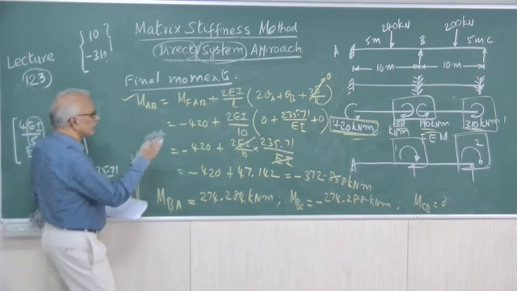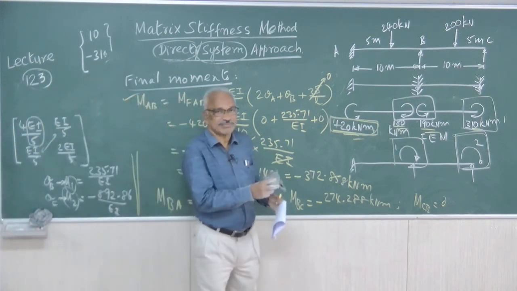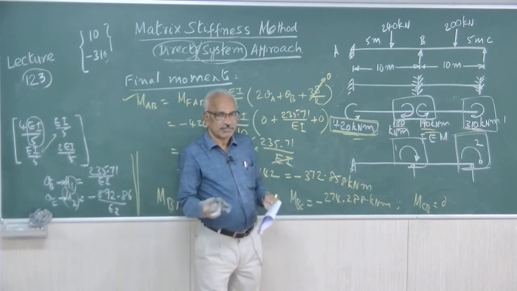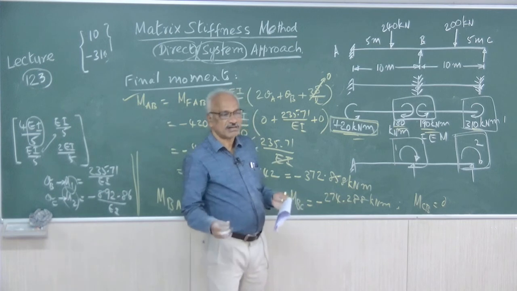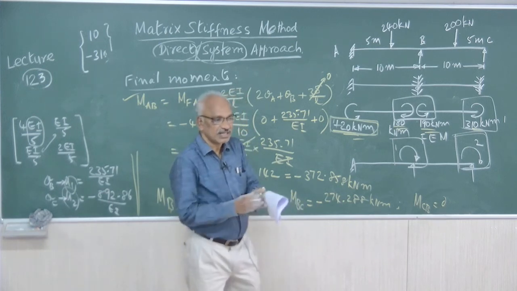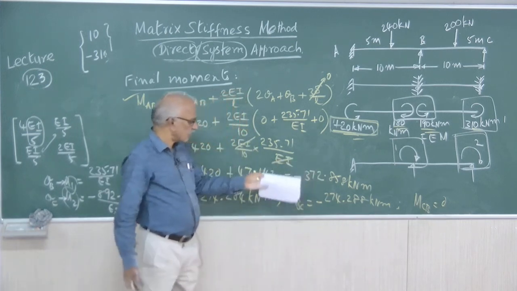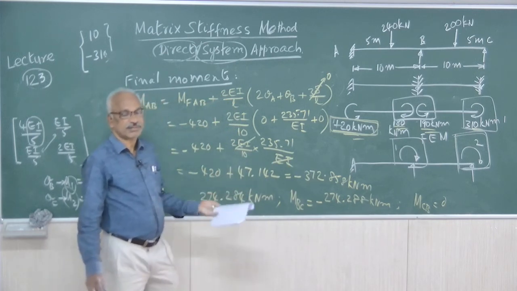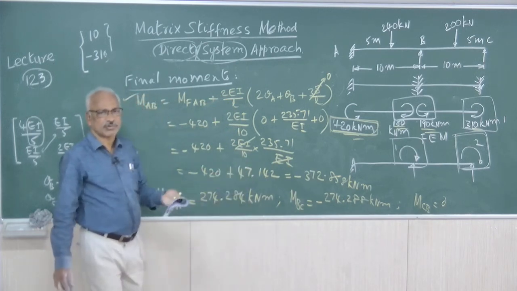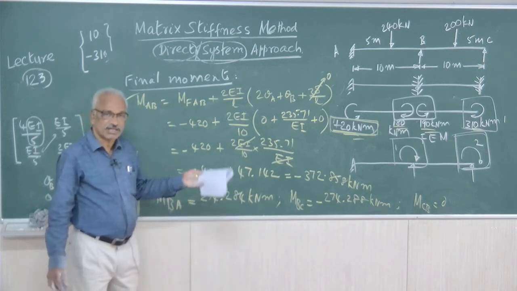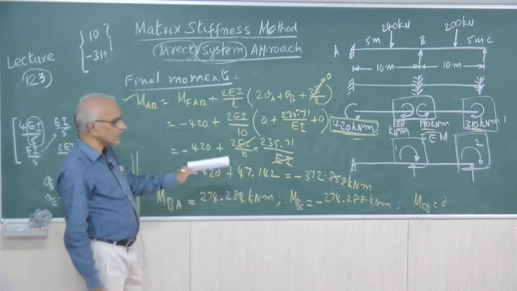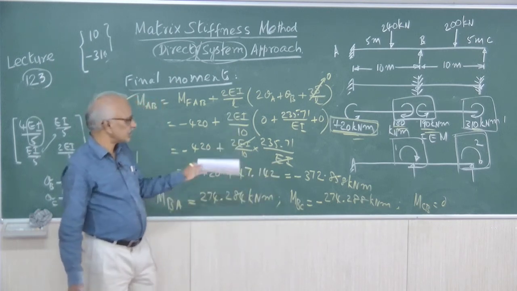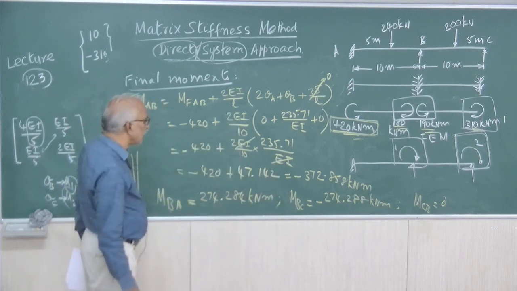Actually, we have given this problem as an exercise problem in the matrix stiffness method, but the answers given are not correct. Therefore, I got a lot of confusion in these answers. Then I did the same problem by the moment distribution method, which takes about 3 or 4 steps, and we are getting the same answer. So only the answer in the book has to be changed. Therefore, these are the correct answers.